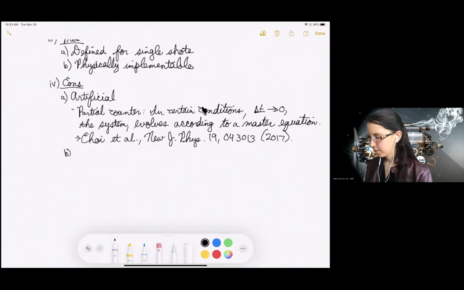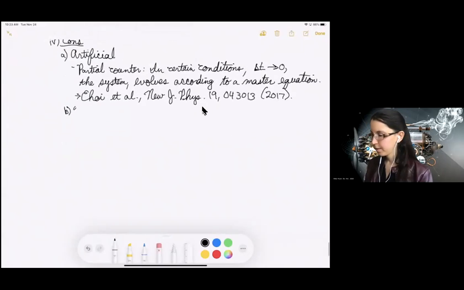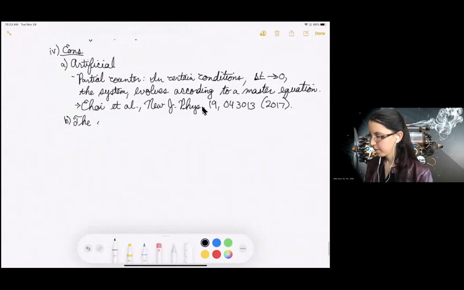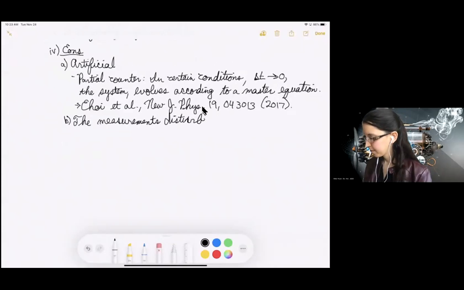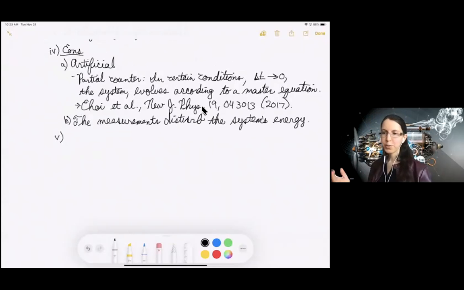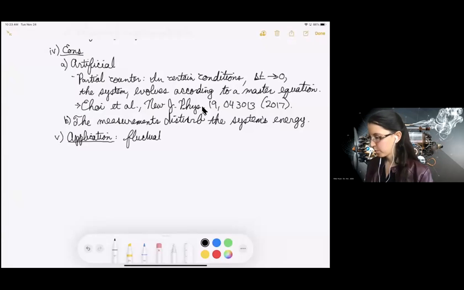Also, as was alluded to in the chats, a disadvantage is that measurements disturb the system's energy. However, in some cases, this definition can be useful. It's simple. It can be applicable to, for example, certain fluctuation relations, which form a toolkit of quantum thermodynamics that we'll talk about later.